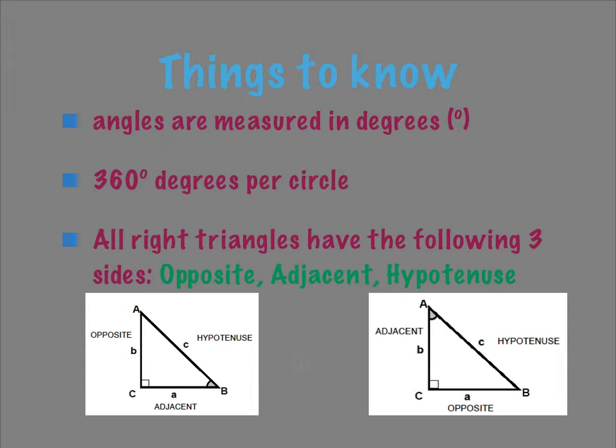In more advanced mathematics, we use something called radians, which we won't talk about today, but it's also good to know that there are more than one way to measure an angle.